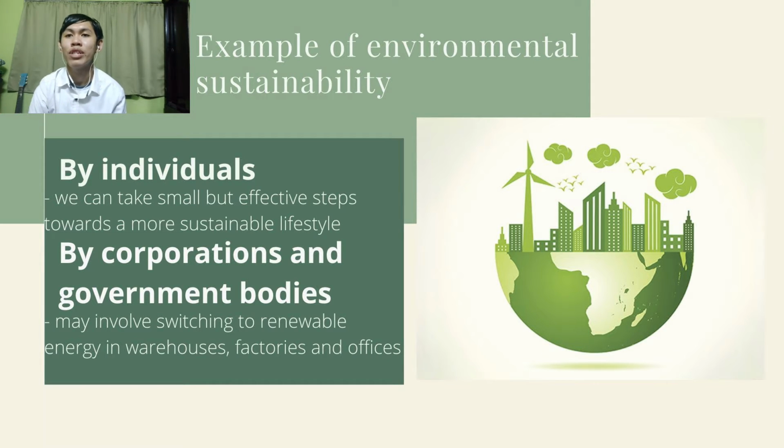So there are 2 primary ways in which environmental sustainability can be achieved. The first is by individuals, and the second one is by corporations and government bodies. As for individuals, we can take small but effective steps towards a more sustainable lifestyle, like using less water, reducing our meat consumption, and switching to reusable products to reduce our dependence on single-use plastics. From the corporation's perspective, environmental sustainability may also involve switching to renewable energy in warehouses, factories, and offices, and also cutting down on single-use plastic in manufacturing. So that's all from me. We move to the next presenter.